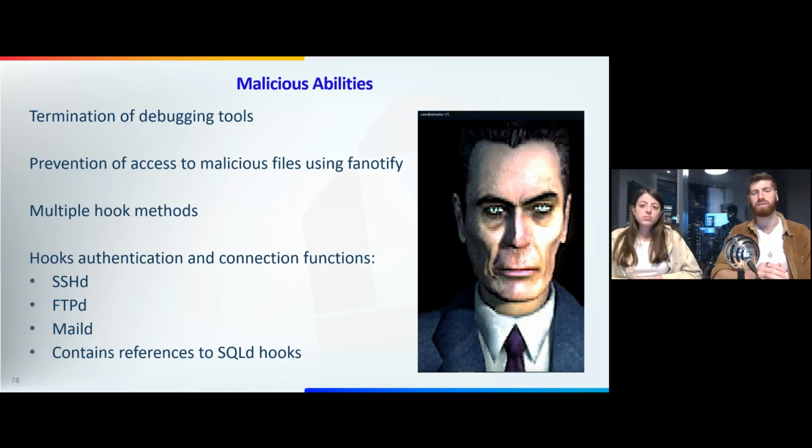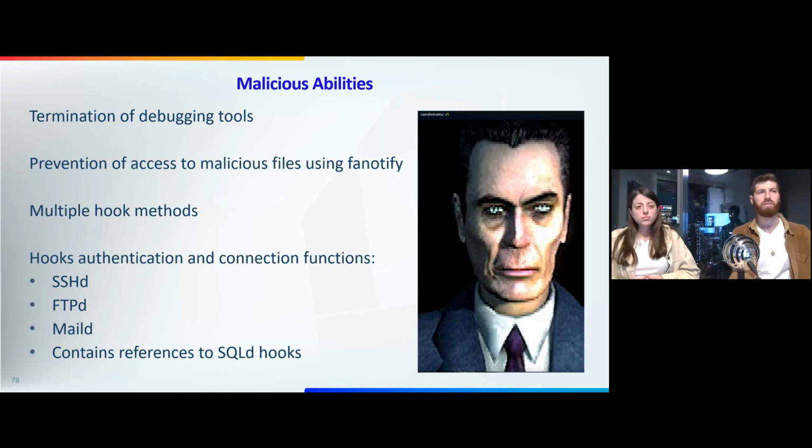Whenever the service notices that a debugger was attached to it, it first of all dumps this ASCII art into the debugger and then kills the debugger. The service also prevents access to malicious files using the FA notify feature of Linux. This feature allows a user to register certain paths to control the requests to them. So, for example, he has all of his malicious files and paths that he uses, and if somebody else tries to access them, the service simply denies them.